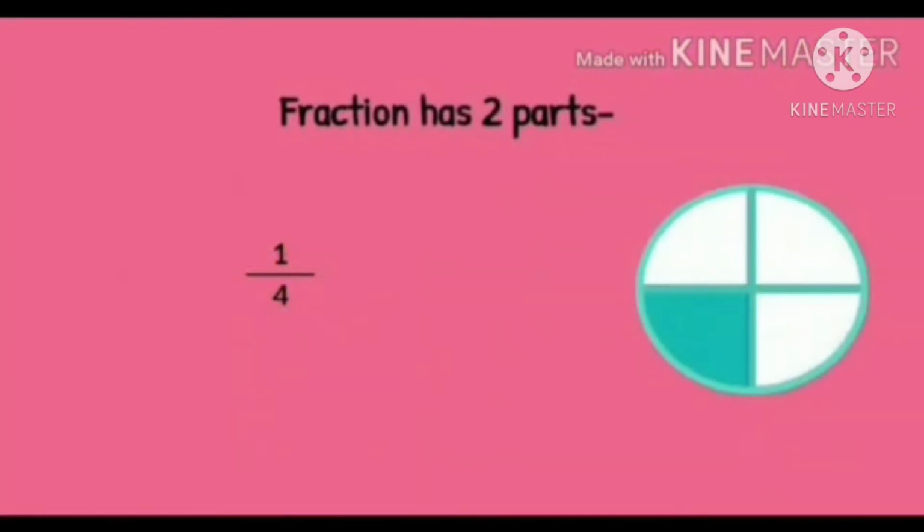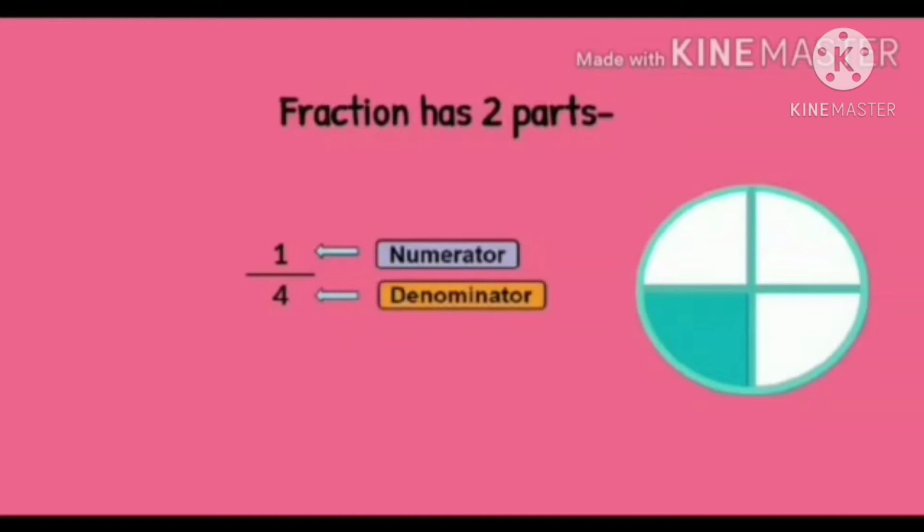A fraction is denoted by two numbers, one above, one below, and there is one horizontal line that separates them like this. The top one, which is called numerator, is the green part in this image, and the bottom number, which is called denominator, is the total number of parts, that is both white and green parts.